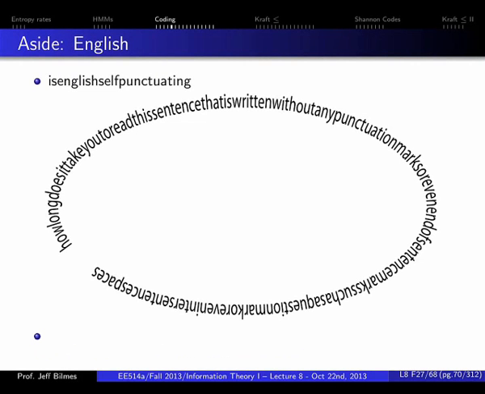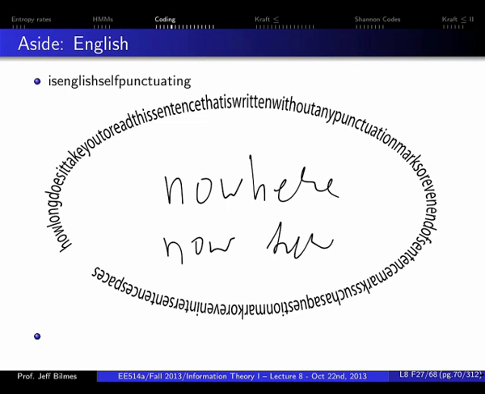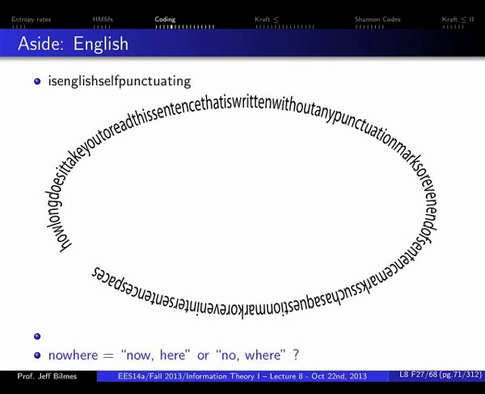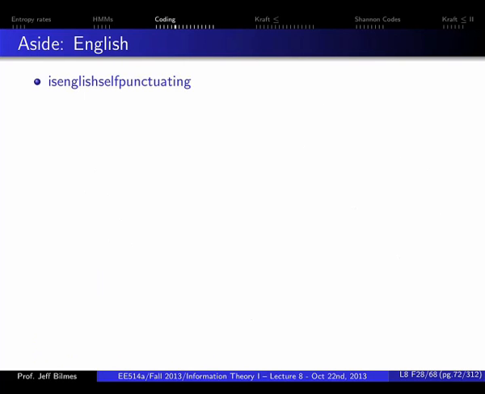Okay, so what about the word? What does that say? Nowhere? Or does it say now here? There's ambiguity, right? So English obviously has tons of ambiguity. Nowhere could be now here or nowhere. I mean, it depends. It could be a question, or you could say now here. Okay, so English is not self-punctuating.